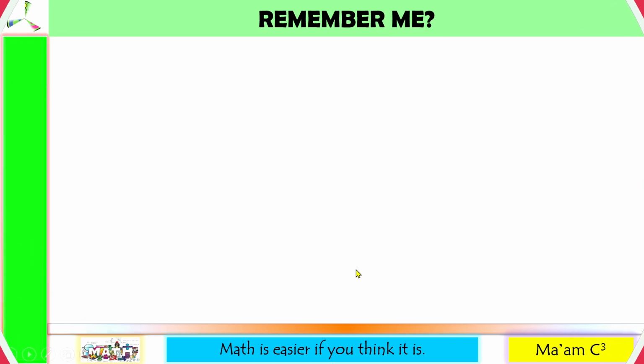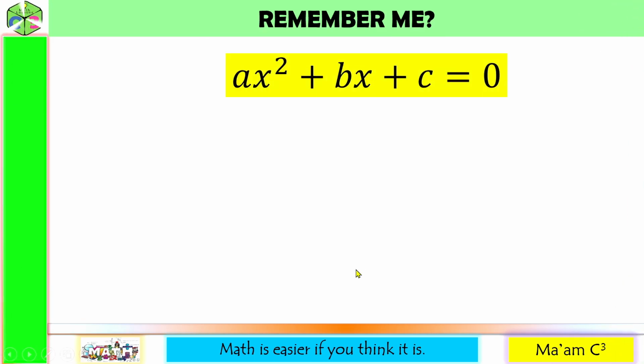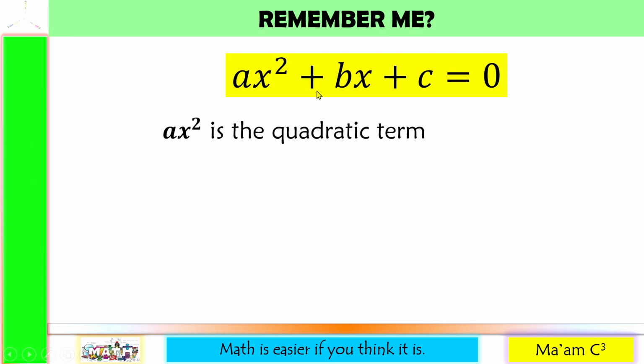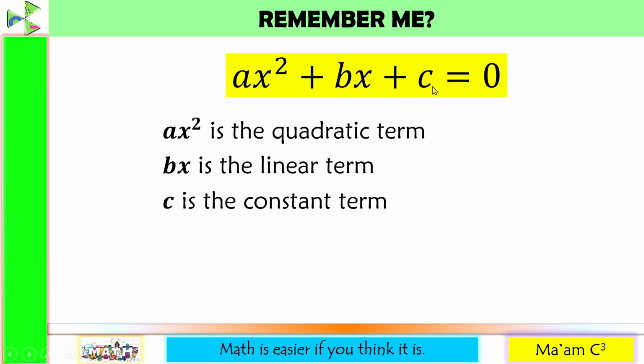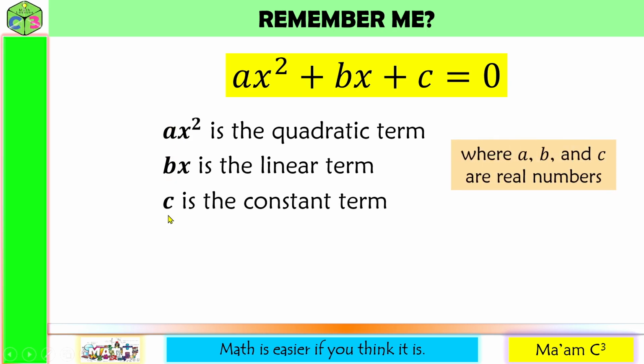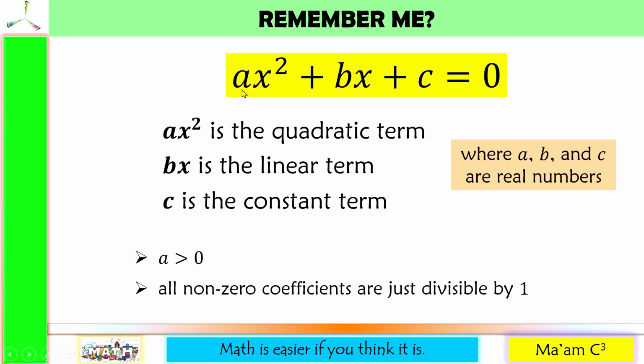Do you still remember ax squared plus bx plus c equals 0, where ax squared is the quadratic term, bx is the linear term, and c is the constant term? A, b, and c here are real numbers, where a is greater than 0 and all non-zero coefficients are just divisible by 1.